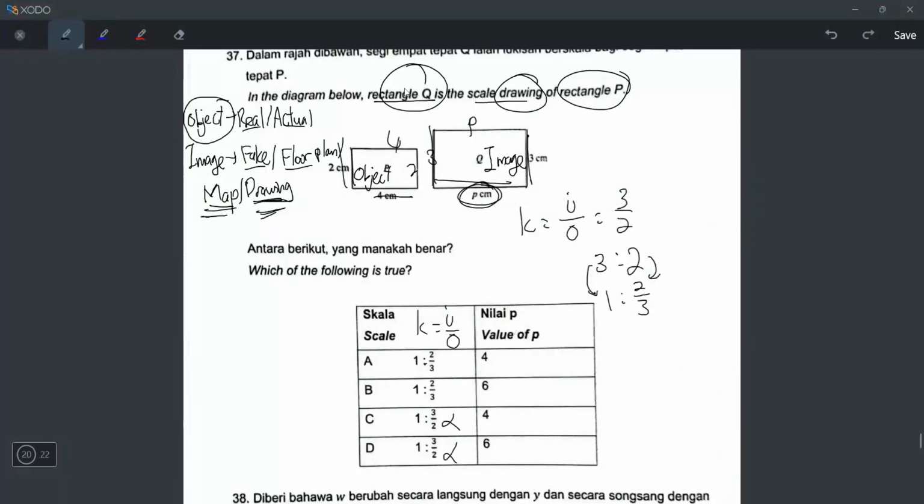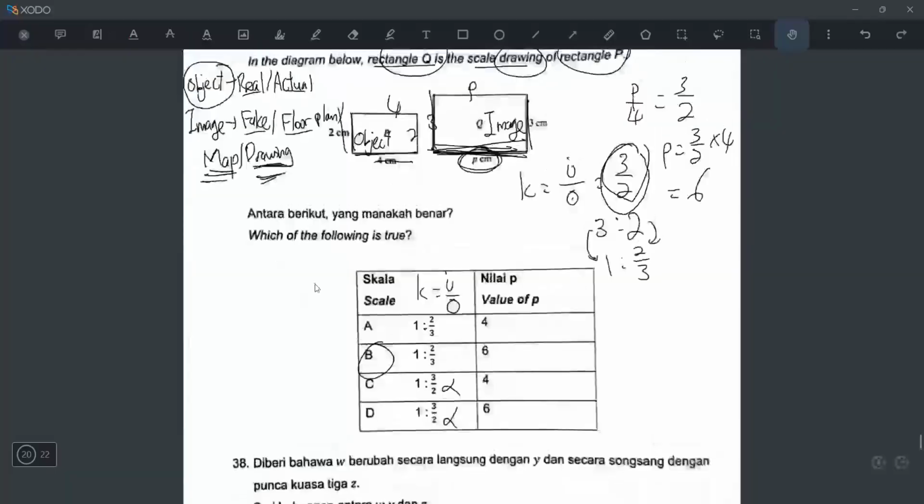So how to do that? Okay, just now I said already. For the scale factor, you can take 3 divide 2. But you can also take P divide 4. But we don't know what's P divide 4. That's why I never use it. But we know that P divide 4 should be equal to 3 divide 2 also. Right? Because if the scale is like this, this is the image divide object here, means the image of the here divide here, P divide 4 should be this also. So P is equals to 3 over 2, divide 4 become times 4, you will get 6. So the answer is B.